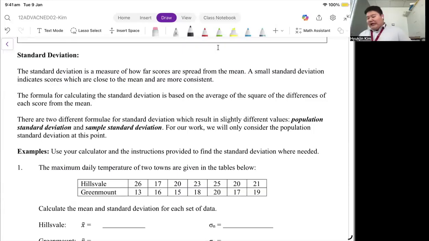There are two different formulae for standard deviation, which result in slightly different values. There's a population standard deviation and a sample standard deviation. They're both labeled differently, actually. A population standard deviation is labeled like this. Sample standard deviation is labeled like this. For our work, we'll only consider the population standard deviation.